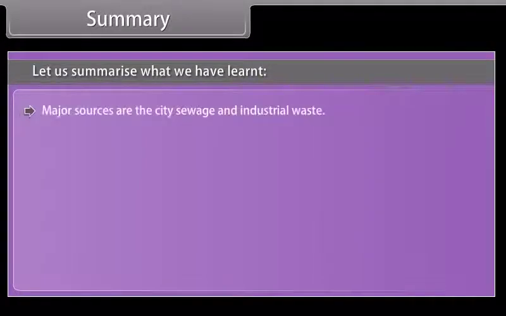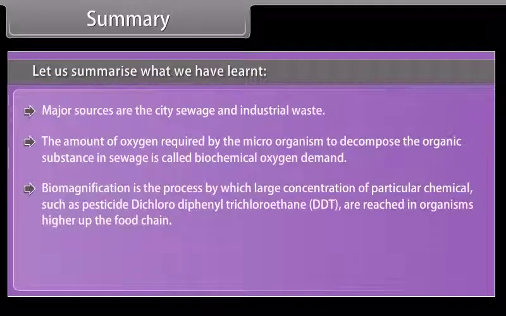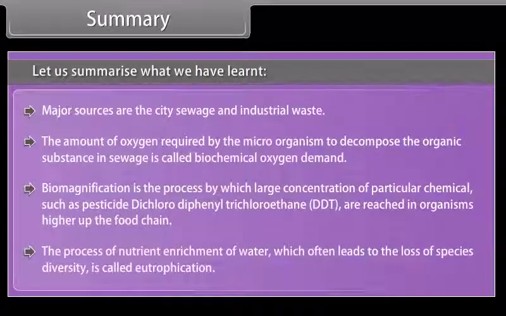Major sources are the city sewage and industrial waste. The amount of oxygen required by the microorganisms to decompose the organic substance in sewage is called biochemical oxygen demand. Biomagnification is the process by which large concentrations of a particular chemical such as the pesticide dichloro-diphenyl-trichloroethane, DDT, are reached in organisms higher up the food chain. The process of nutrient enrichment of water, which often leads to the loss of species diversity, is called eutrophication.